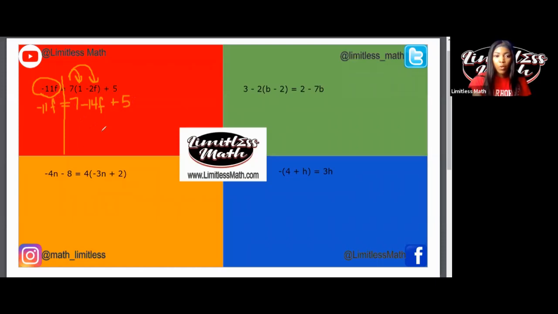So we're still working on simplifying the right side. It's not all the way done. Let's combine like terms. 7 and 5 become 12. So 12 minus 14f equals negative 11f.